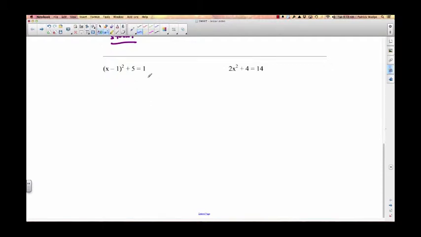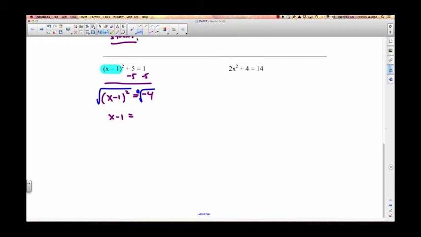We're not going to try factoring because most of these you can't factor. So remember, first thing you want to do, get the squared part isolated. Easy. Take away 5 from both sides. So you end up with x minus 1 all squared equals 1 take away 5, which is negative 4. Now we have it isolated. We're ready to take the square root of both sides, plus minus. So on the left hand side, we're going to be left with x minus 1. And on the right hand side, the square root of negative 4.